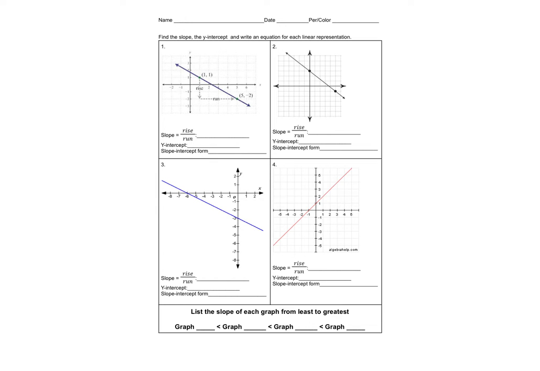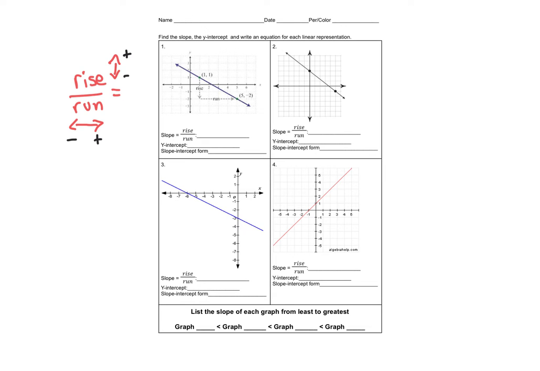All right, so when we're finding slope from a graph, we're going to count the rise and the run. When we're counting the rise, when we go up, it's positive, and when we go down, it's negative. Similarly, when we go to the right, it's positive, and when we go to the left, it's negative.